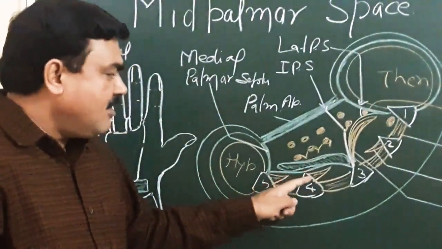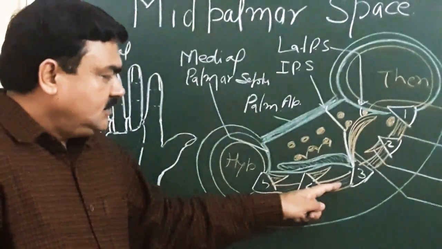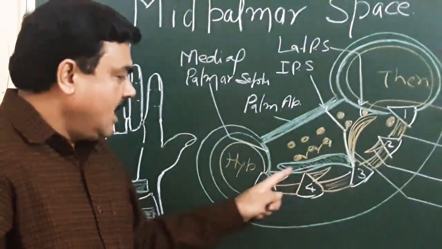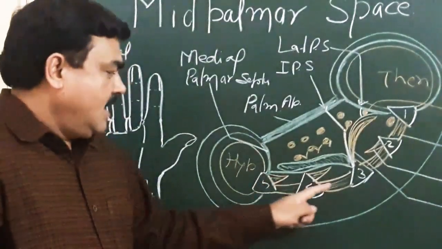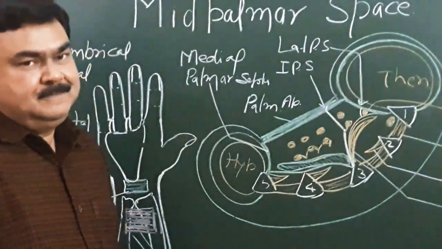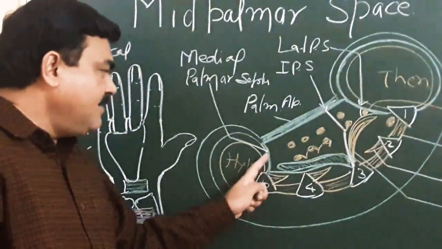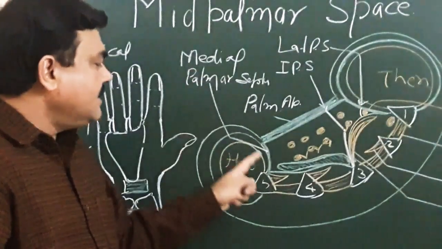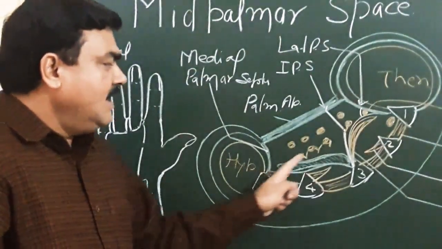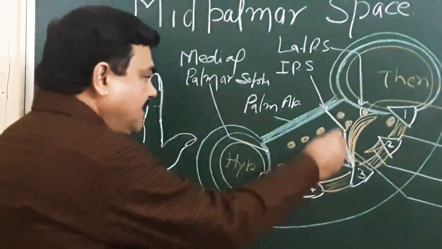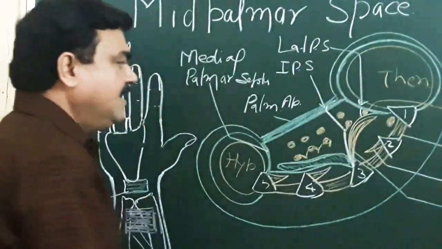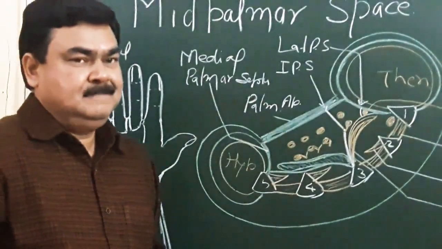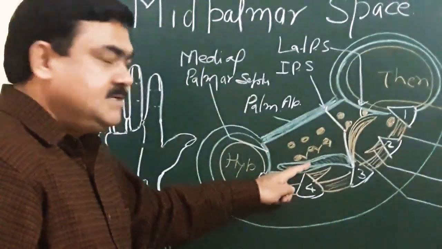The posterior boundary is formed by the third and fourth dorsal interossei, third and fourth palmar interossei, and the fascia covering them. It is medially bounded by the medial palmar septum, and laterally it is bounded by the intermediate septum. So these are the boundaries of this mid-palmar space.